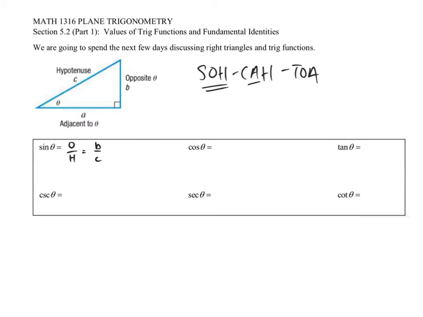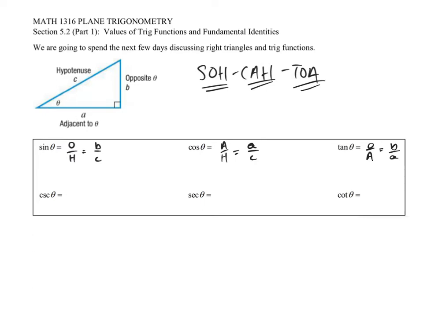For cosine theta, that is the adjacent over the hypotenuse. So adjacent divided by hypotenuse, which in our triangle, if we take a look here, here's our angle theta. The adjacent side that's next to that angle is A, and the hypotenuse is C. So this would be A divided by C. And then tangent theta is going to be opposite over adjacent, which in our triangle is going to be B divided by A.